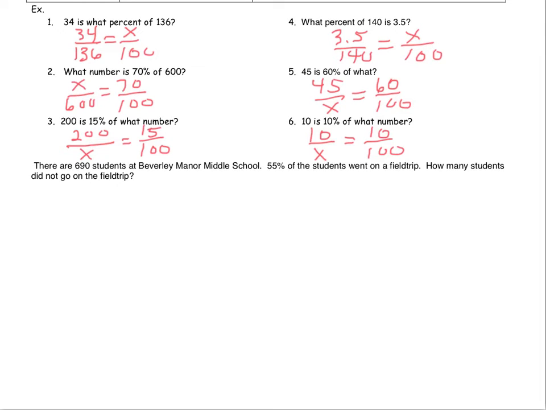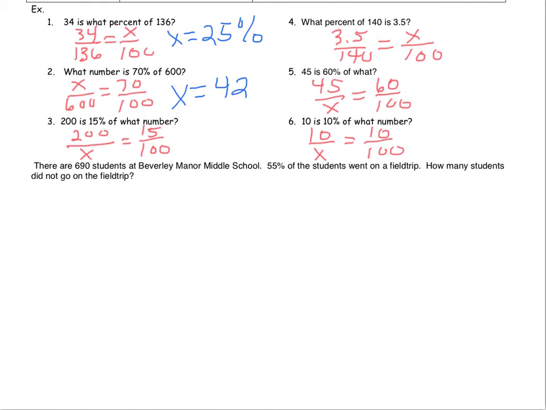For examples 1 through 6, these are all the proportions set up correctly. For number 1, 34 is what percent of 136? So 34 over 136 equals x over 100. Cross multiply and divide, and you should get x is equal to 25%. Number 2, what number is 70% of 600? So I'm looking for the part, so x over 600 equals 70 over 100. Cross multiply and divide, and you should get 42.